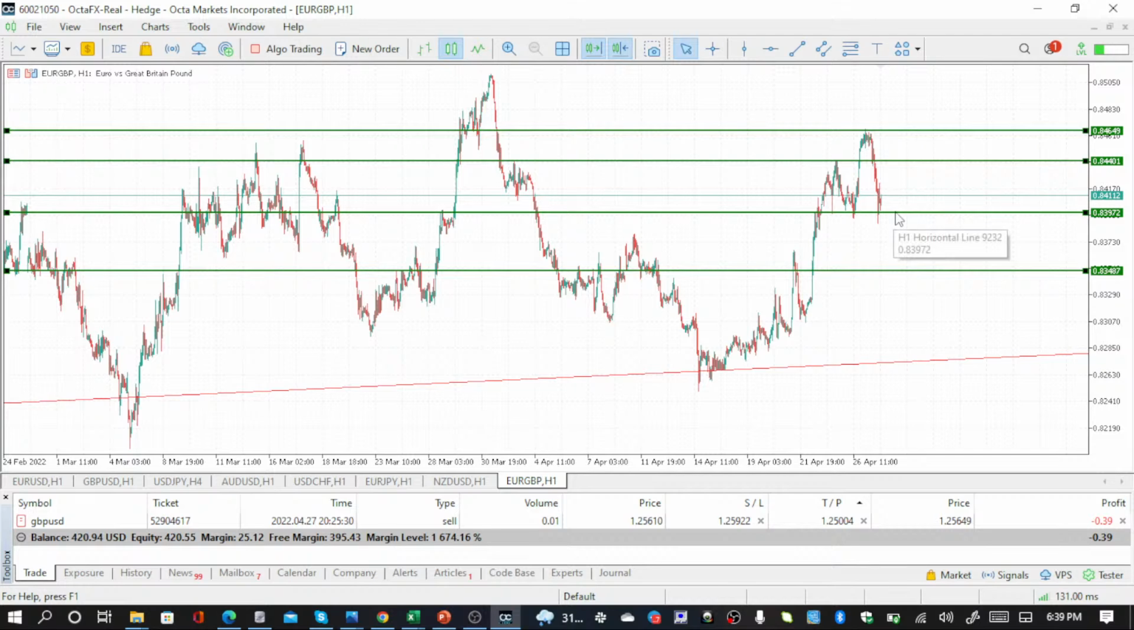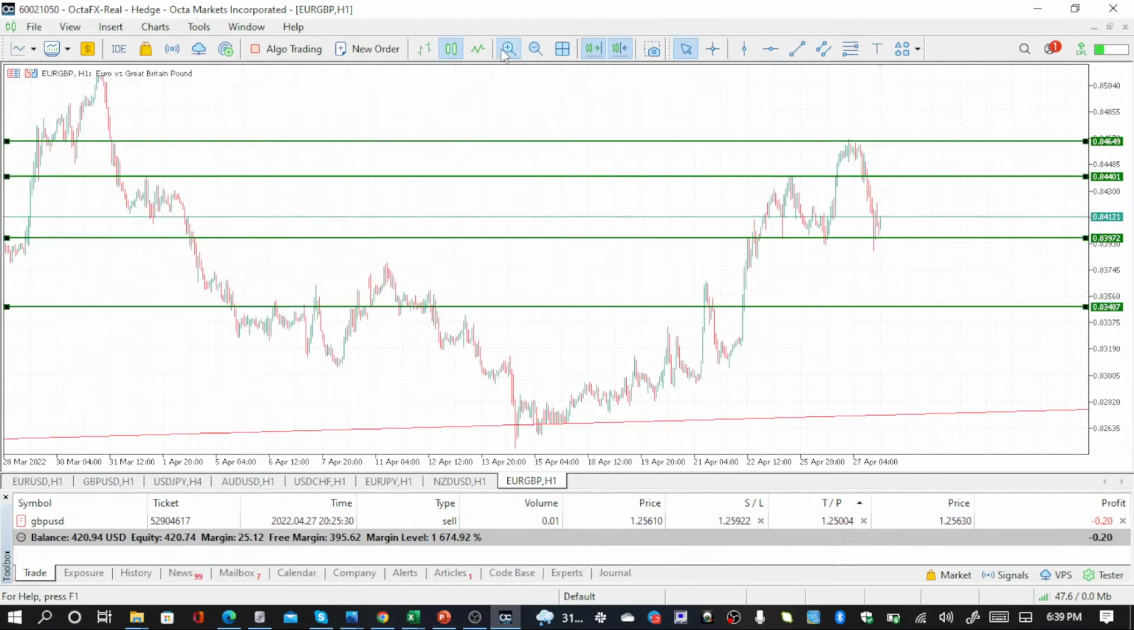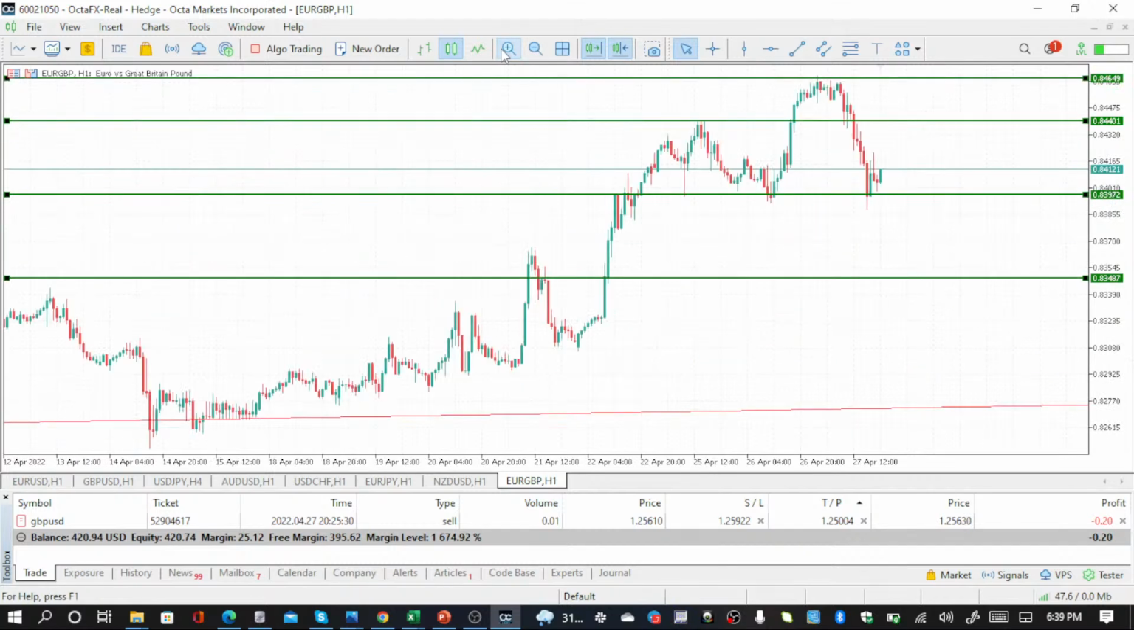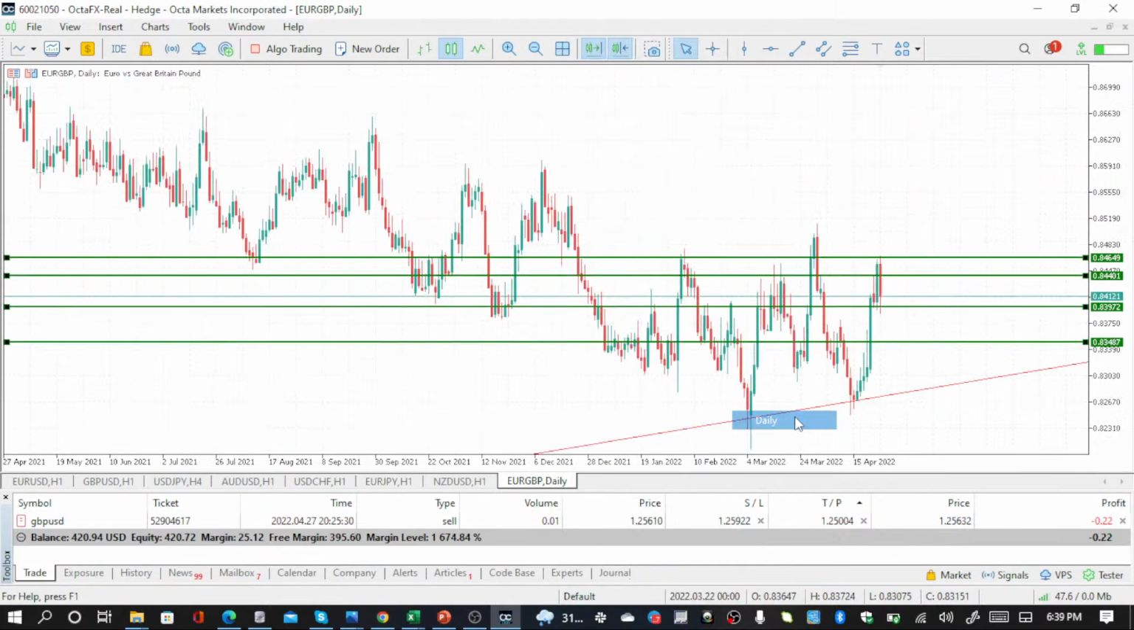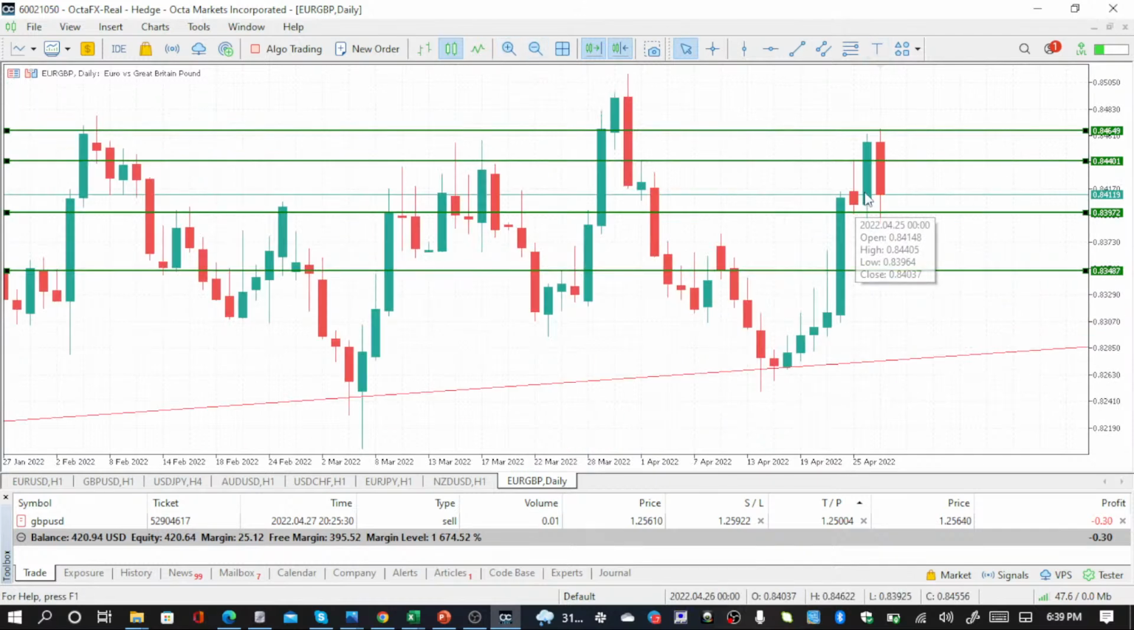Looking at this, I'm making a decision to buy at this level. And my decision is stemming from the daily time frame. That's where my decision is stemming from, the daily time frame. This level is the reason I want to buy.